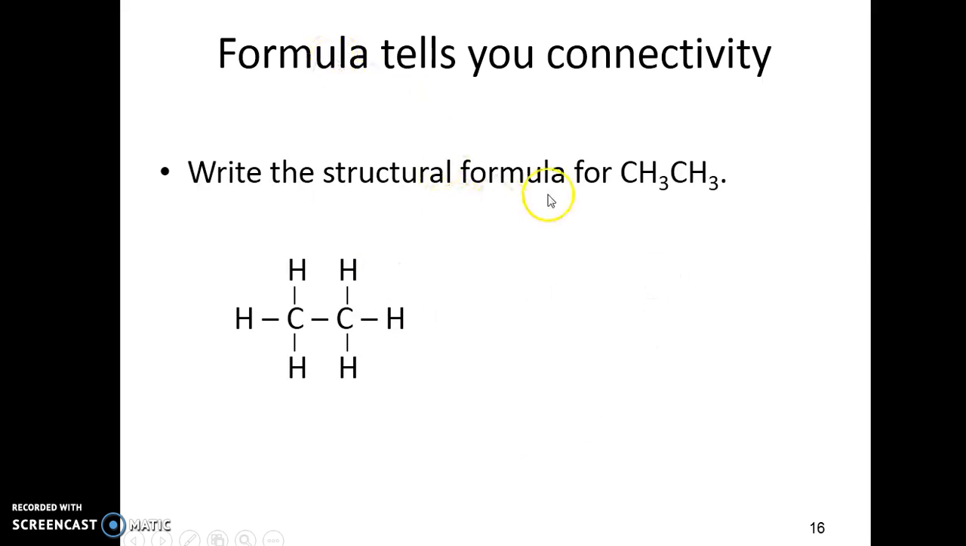Well, the structural formula for ethane is, because the 2 carbons are in a line, they're attached to each other, and then these hydrogens must be surrounding the carbons.